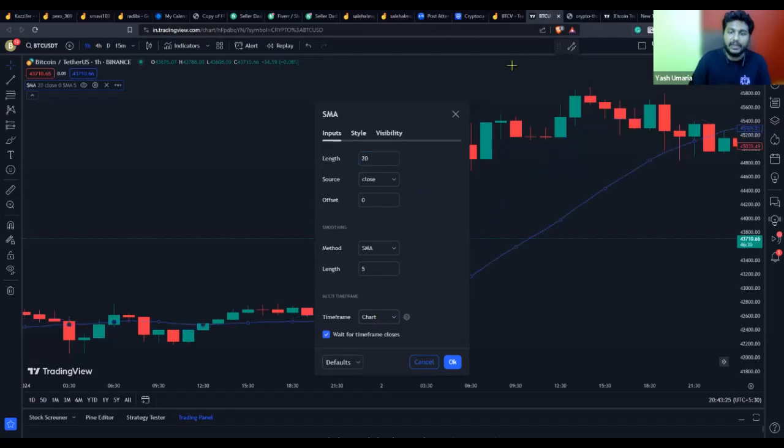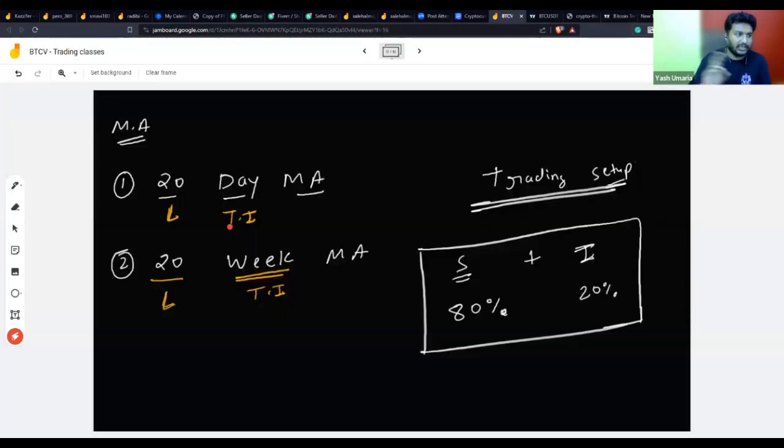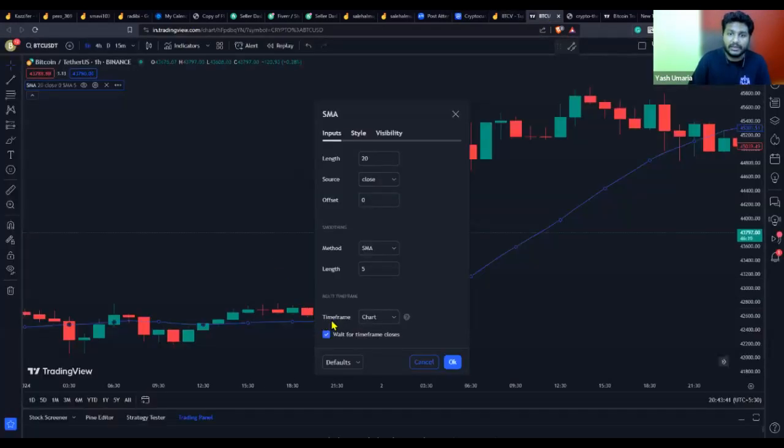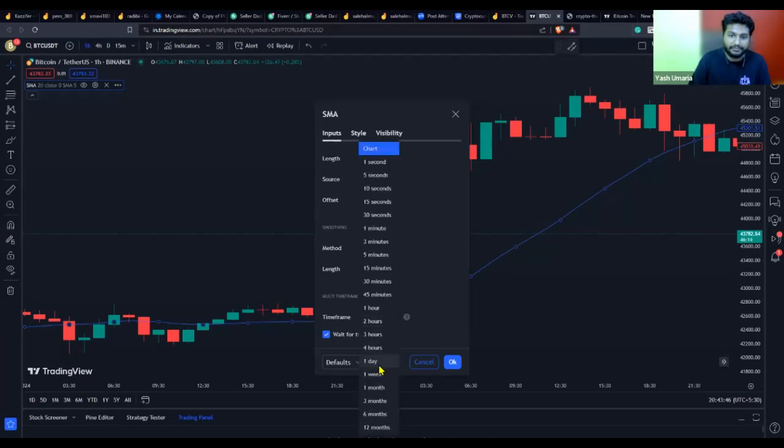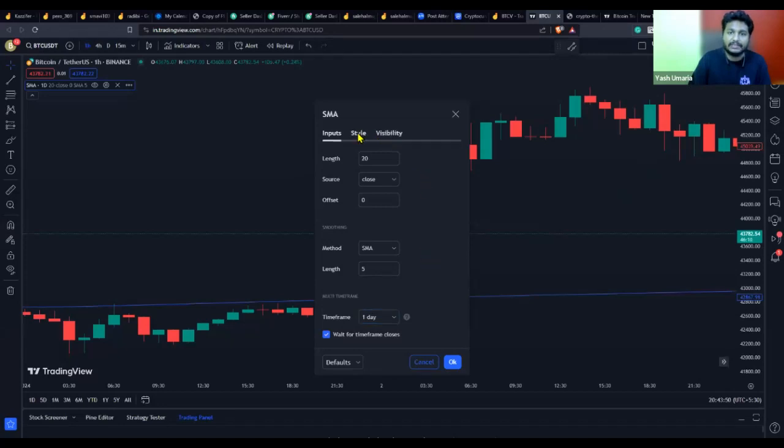Then I need a time frame, a time interval. Both things are the same. That time interval or time frame has to be a day. It has to be a day chart. So again, I go right here and change this time frame from chart to 1 day. Okay, that's it, done. Now I can change the style.